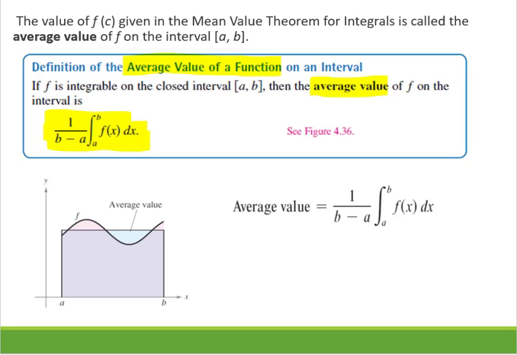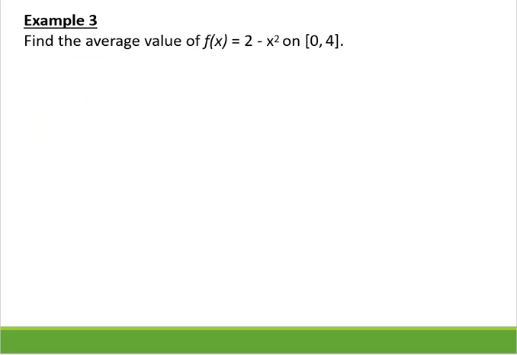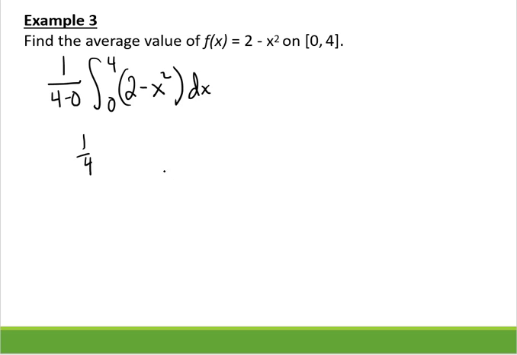Let's do an example of this. I need to find the average value of a function on the interval from 0 to 4. So 1 over 4 minus 0, b minus a, times the integral from a to b of my function. Put that whole function in parentheses. Do not forget your dx. Okay, so I have 1/4 times 2x minus 1/3 x to the third, evaluated from 0 to 4.